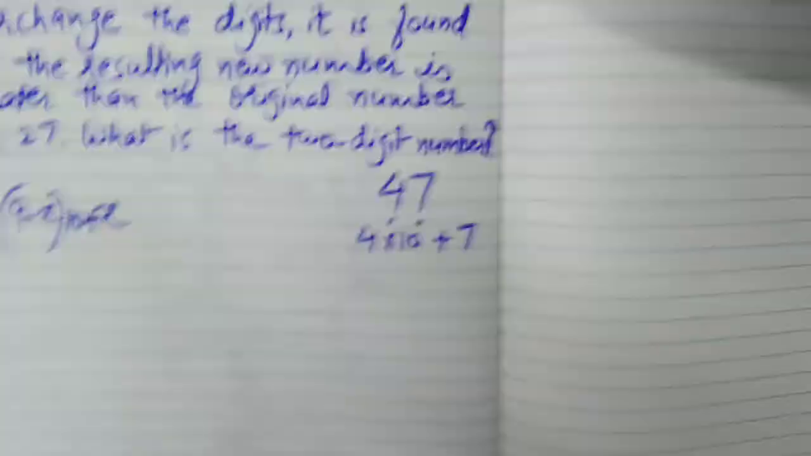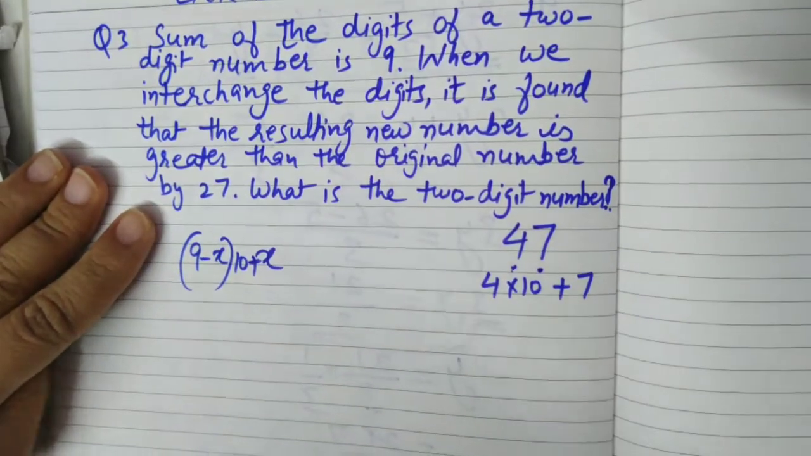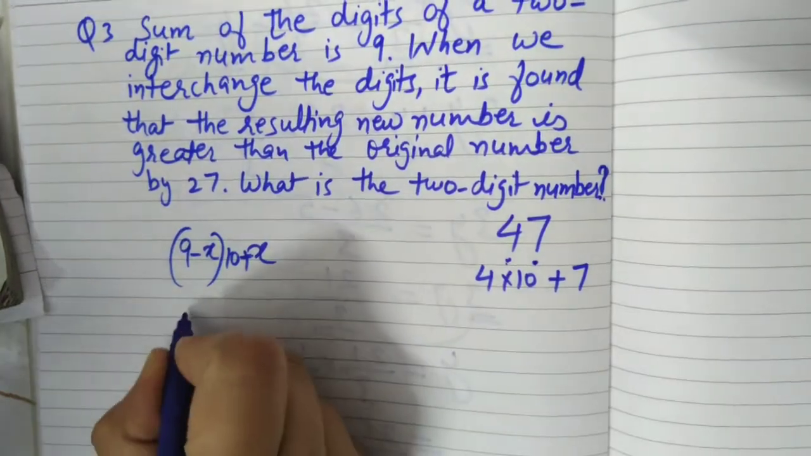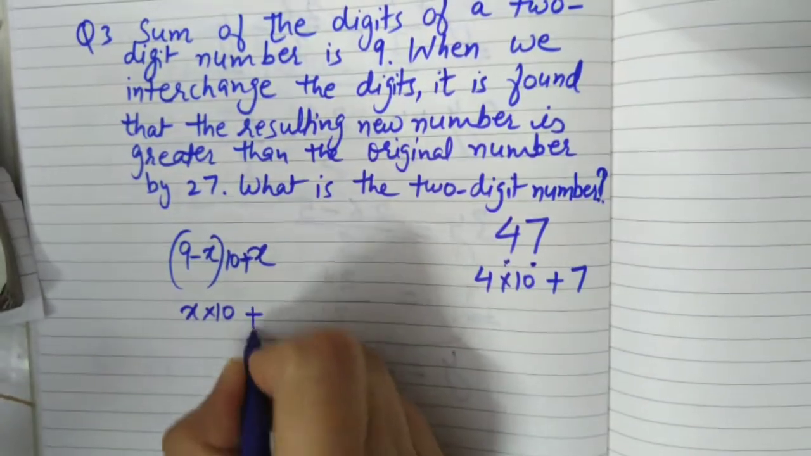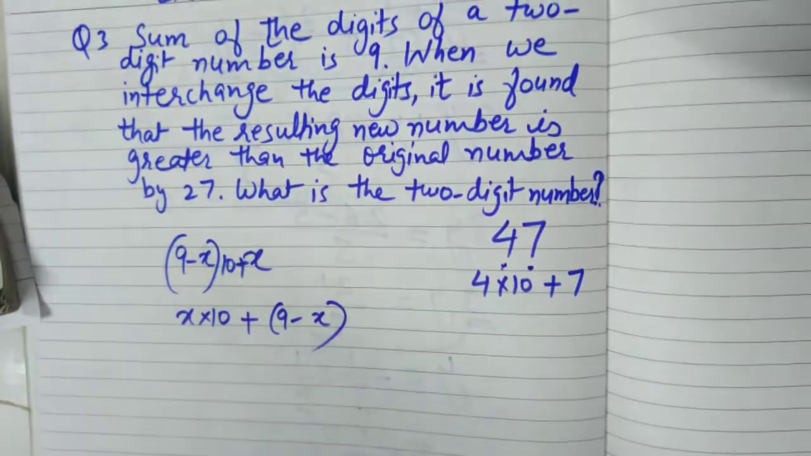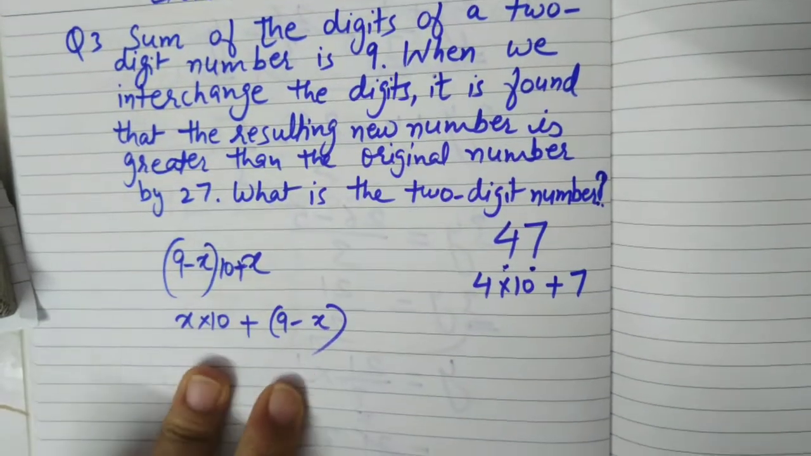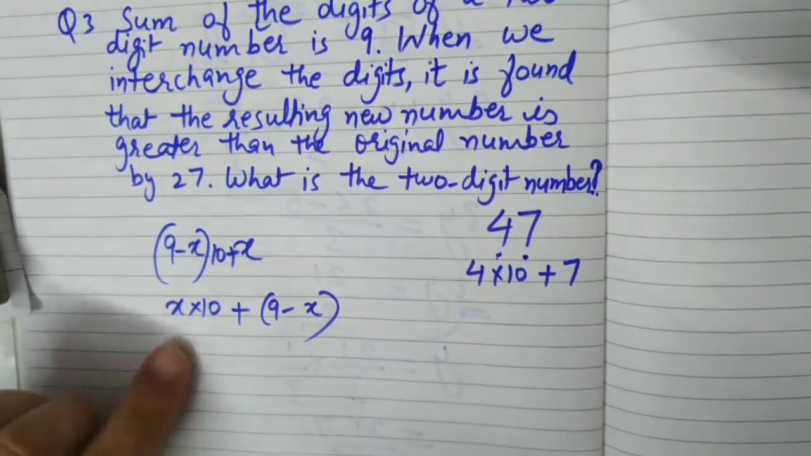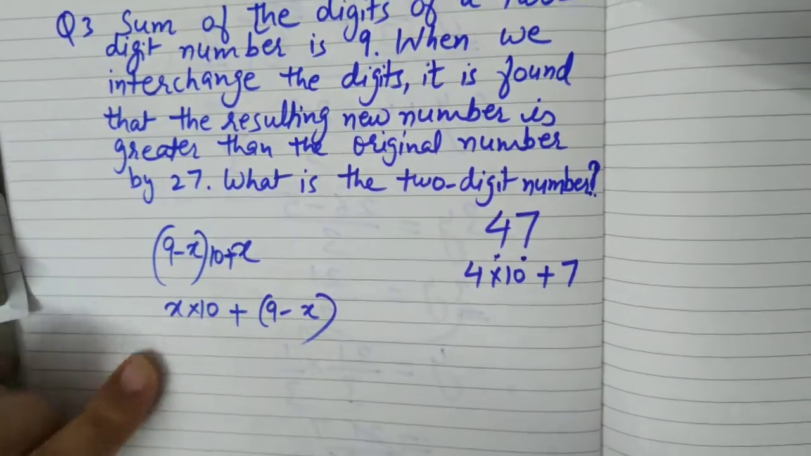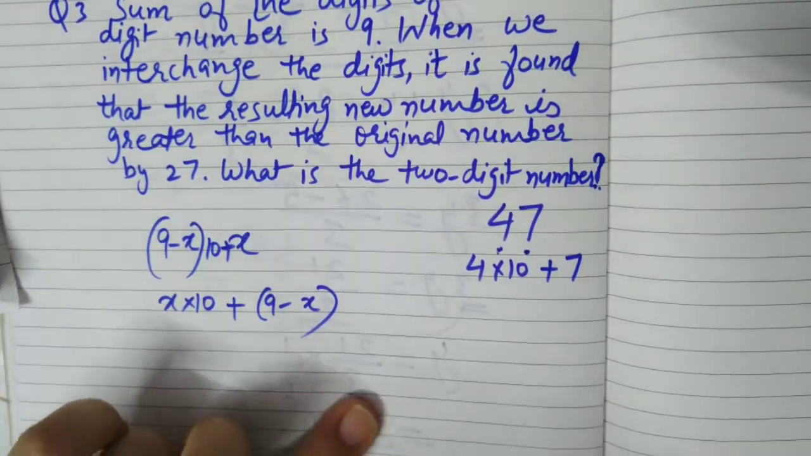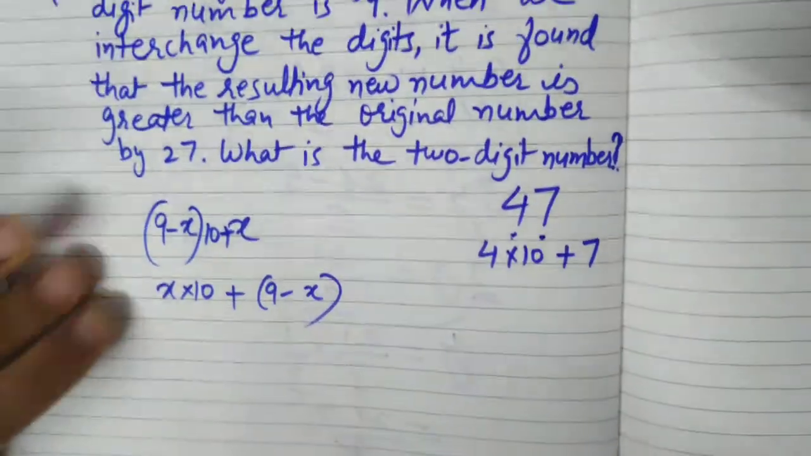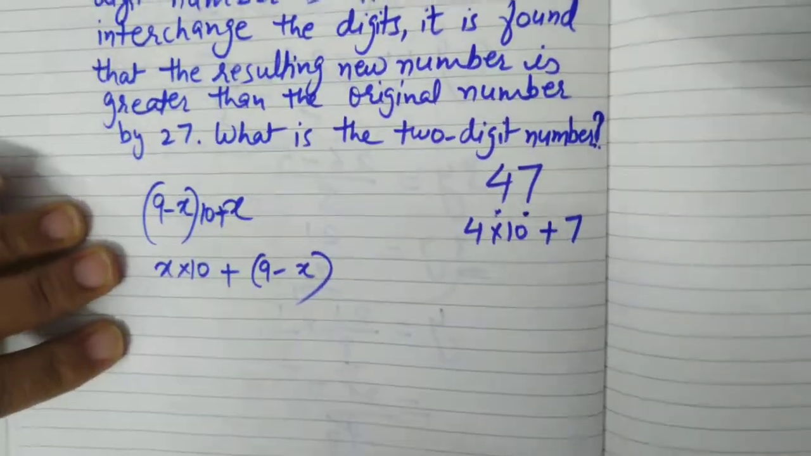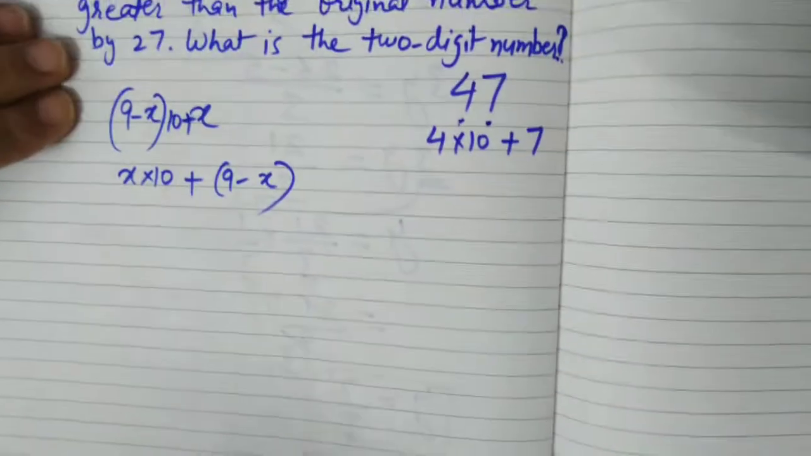Now when we interchange the digits, the number is greater than the original number by 27. Okay, so what we have to do is we have to interchange the digits here. That is x into 10 plus (9 minus x). Now if we interchange the digits, this 9 minus x comes on the units place and x comes on the tens place. So x into 10 plus 9 minus x. Okay. So now what is it saying? It is saying that it is greater than the original number by 27. The new number is greater than the original number by 27.